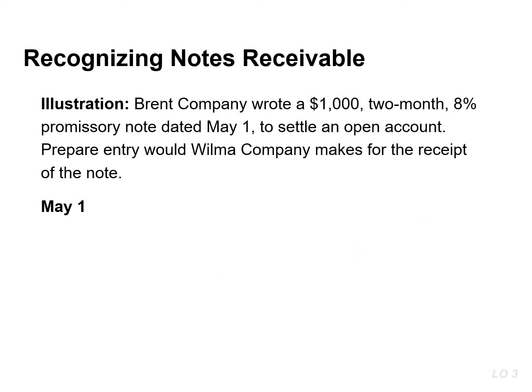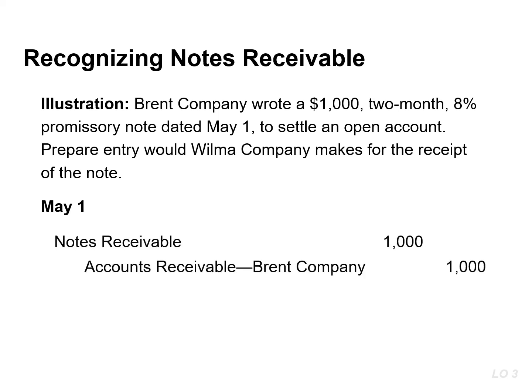To illustrate, Brent Company signed a $1,000 2-month 8% promissory note dated on May 1st to settle their open account with Wilma Company. Wilma Company will make the following entry to record the note: debit notes receivable for $1,000 and credit accounts receivable, Brent Company, for the same amount.